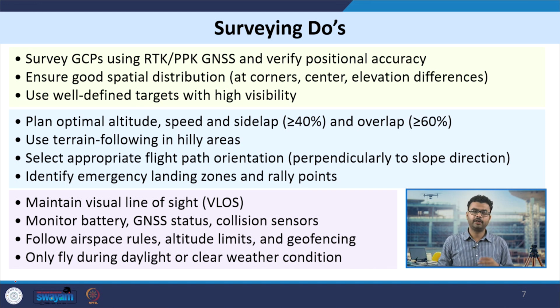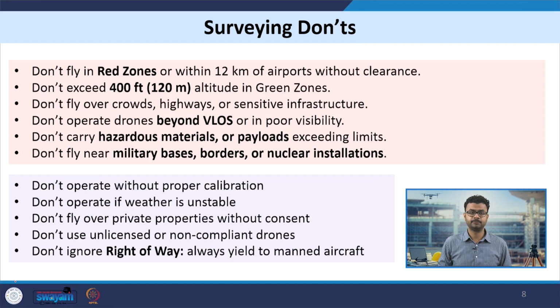Also identify emergency landing zones and rally points. Then visual line of sight must always be maintained. After that, battery, GNSS, and collision sensors should be monitored. We should always follow the airspace rules, altitude limits, and geofencing should be established, and only fly during daylight or clear weather conditions.